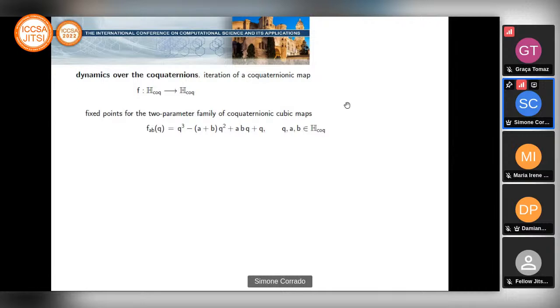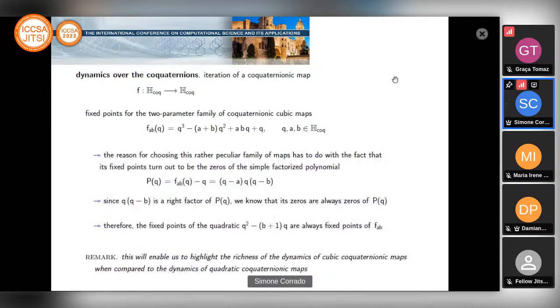Okay, let me start my talk now, and the idea is the following. I have this slide. It's a very, very strange slide because we choose to study the fixed points of this 2-parameter family of quaternionic cubic maps. And this is a very, very strange family of maps. I think no one that studies dynamical systems would choose something like that, but I have here for you the justification.